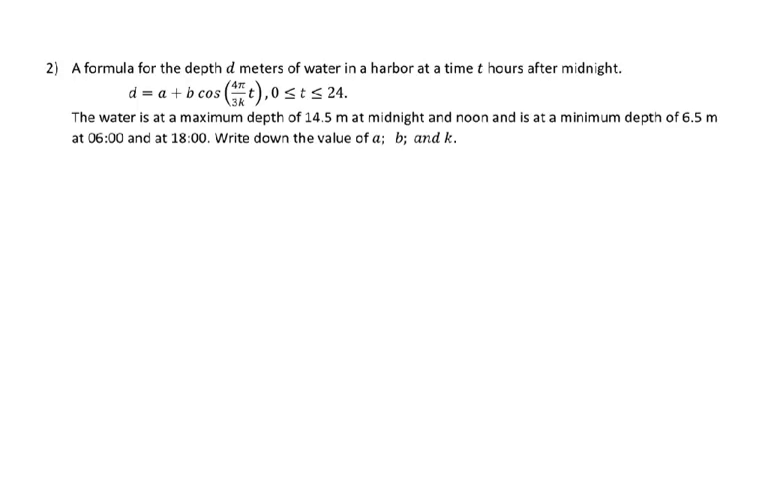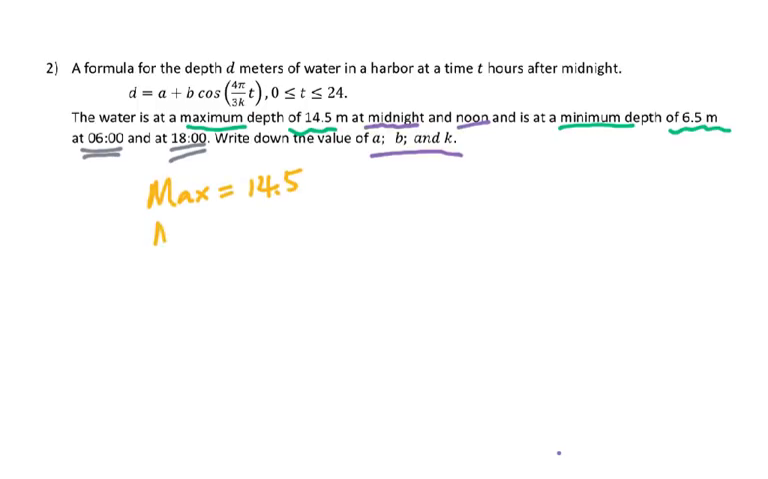That's it. For number 2, this is the SL question 2. We need to figure out the variables A, B, and K. We know the maximum value already. We know the minimum value. And also, we know that the maximum value happens between midnight and noon. The minimum value happens between 6 and 18. Let's write this down. Maximum, that's 14.5. Minimum, that equals 6.5.